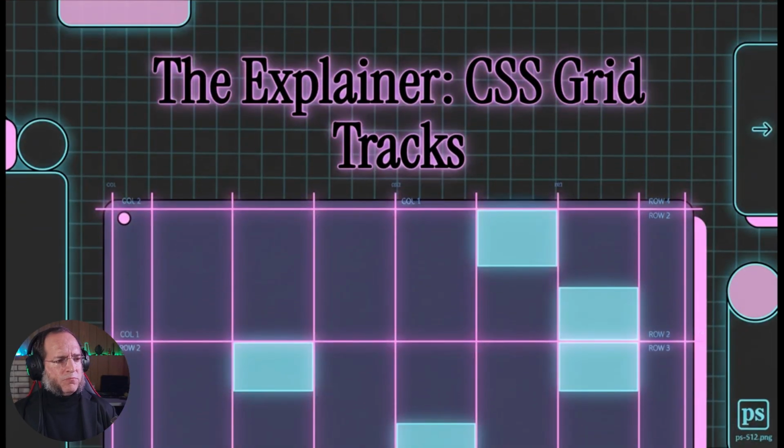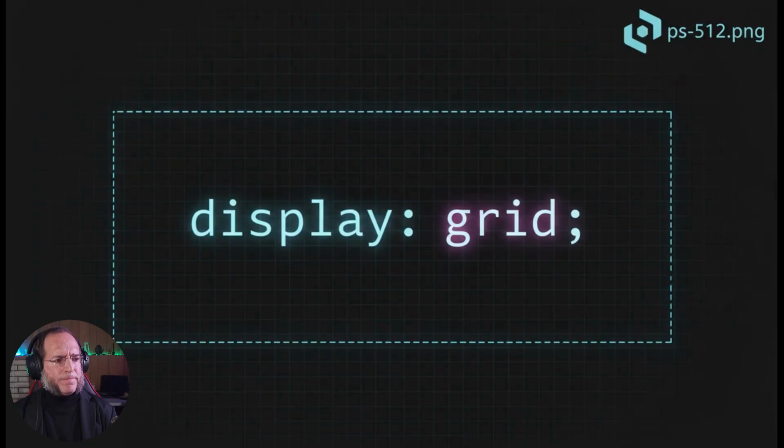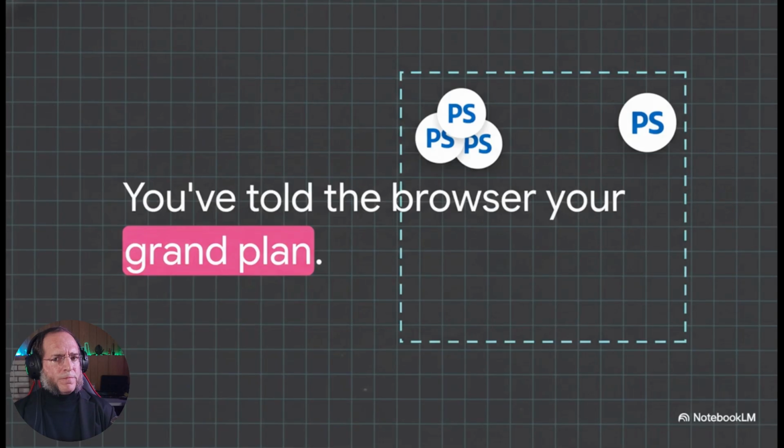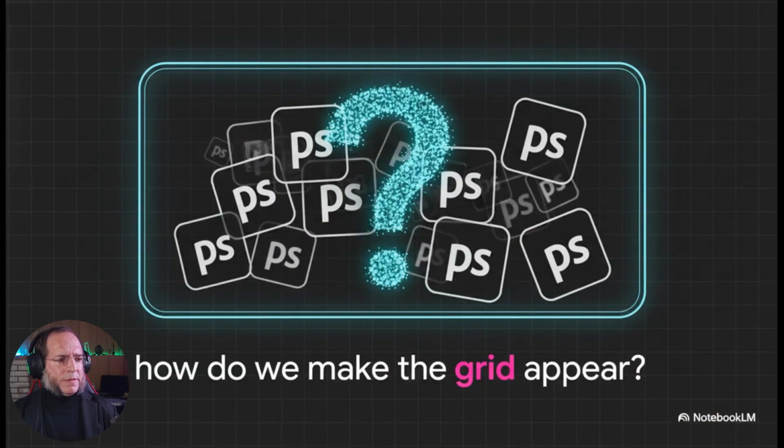Okay, so last time we set the stage. We declared display grid. You told the browser, hey, I want a grid here. A big grand plan, but on screen, a whole lot of nothing. Seriously, zero vibes. So, where's the grid?